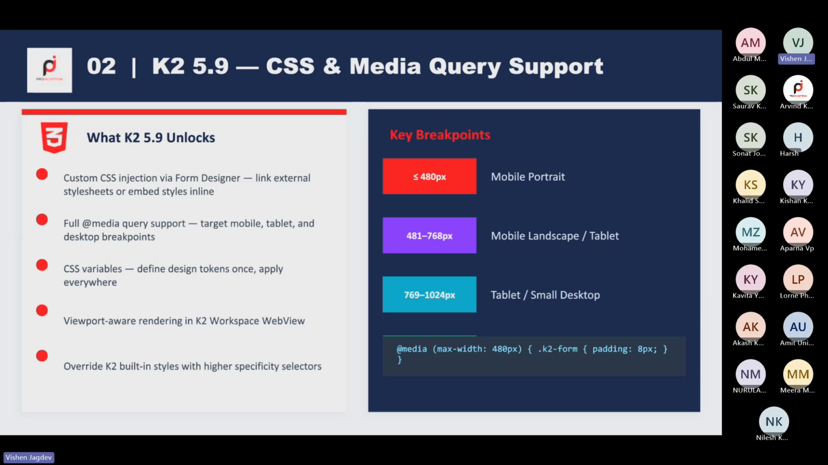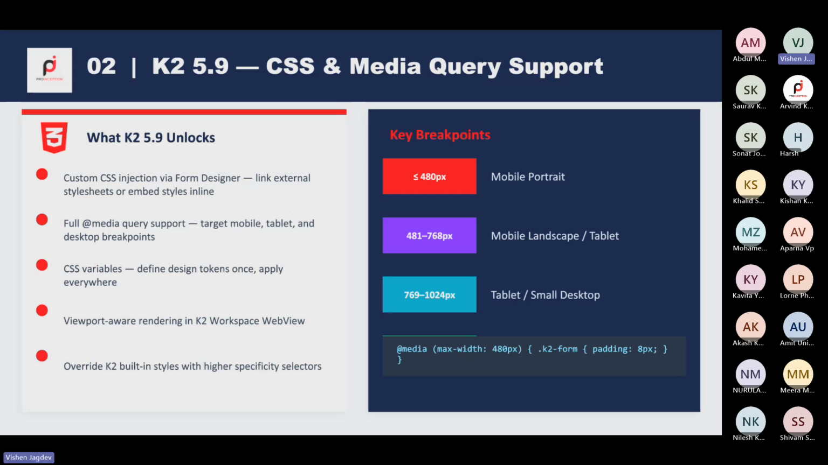So in K2 5.9, we have something new. We have a component called CSS and media query support. This is where we can do quite a lot of the magic that we have designed this session for. We can create our normal traditional forms, but we can also enhance how these forms are rendered on mobile devices, on tablets. These forms can be a lot more responsive, look a lot better, interact a lot better, and just make our end users at the end of the day happier to work with them and not so frustrated as before. So this slide, what K2 5.9 unlocks.